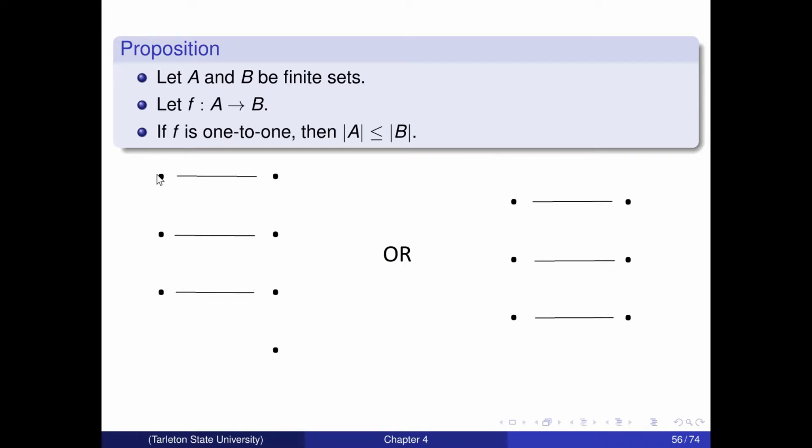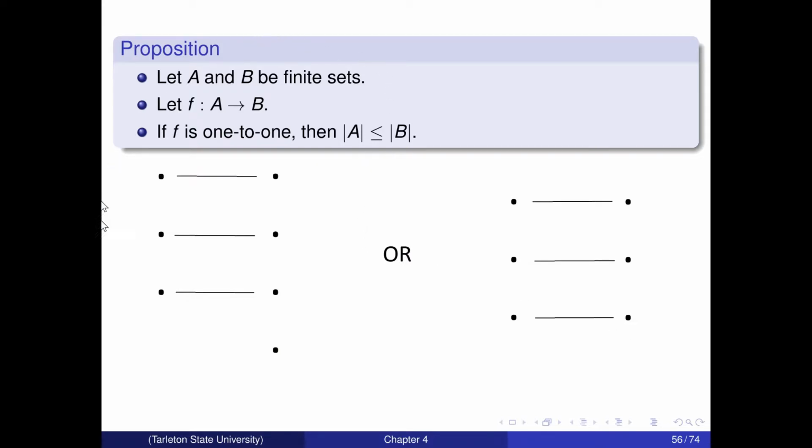This is an example where we have a 1 to 1 function, and our domain has a smaller cardinality than our codomain. This has 3 elements and this has 4 elements. And then this is an example of a 1 to 1 function where the domain and codomain have the same cardinality. So both of these are possible. The domain could be strictly smaller than the codomain, or they could have the same size. And as a quick reminder, when you have a bijection between two sets like this, the cardinality of the domain and the codomain must have the same size.